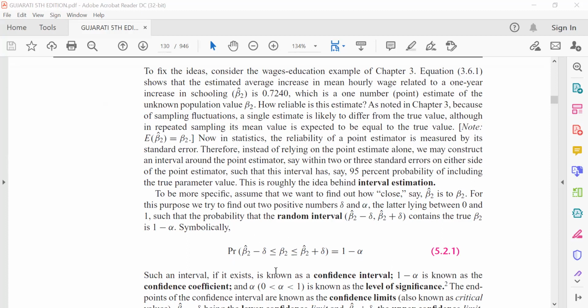This is the formula to calculate the interval estimation. Here, the probability that the estimated parameter lies between beta 2 hat minus delta and beta 2 hat plus delta. We hope the true value lies within our estimated interval. The delta is small enough to make sure that our estimator is not biased.